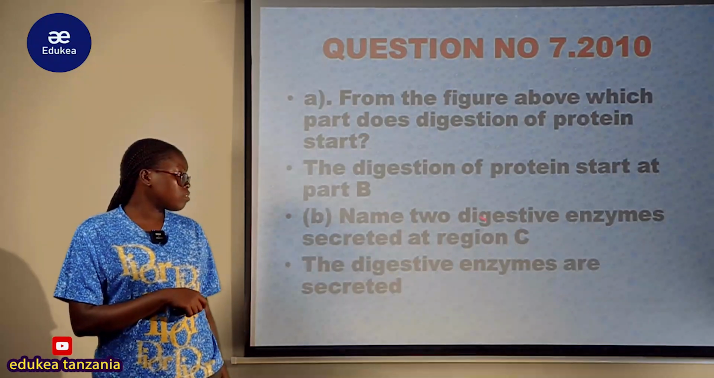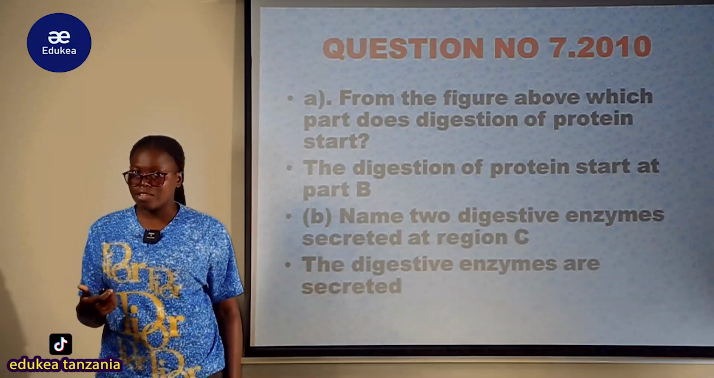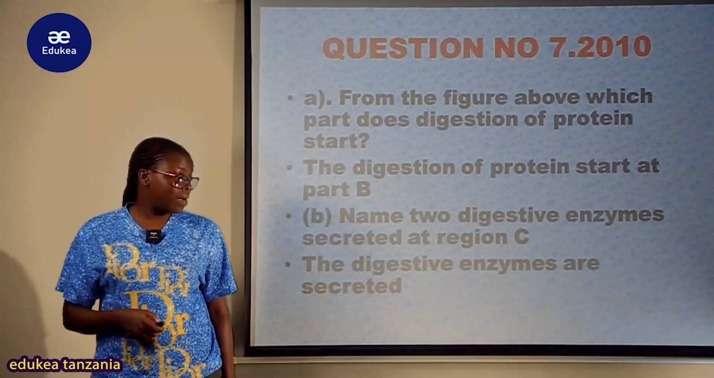Vile vile name two digestive enzymes secreted at region C. Region C ni pancreas. So it is digestive enzyme and be secreted by the region C.